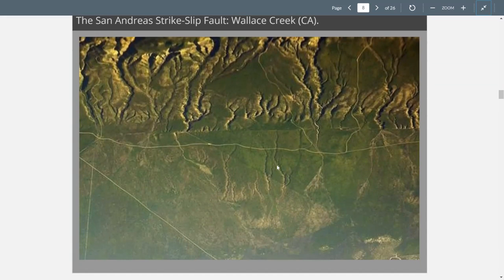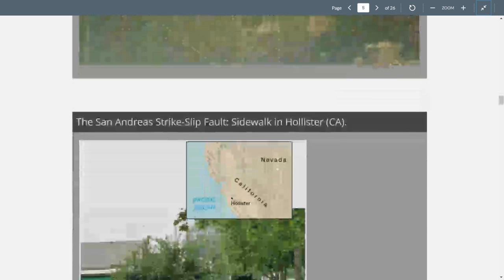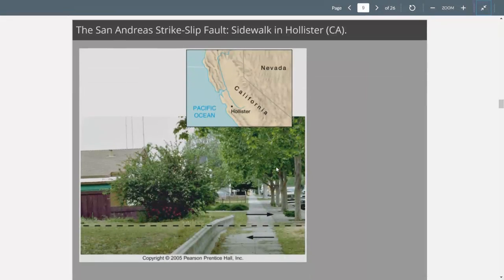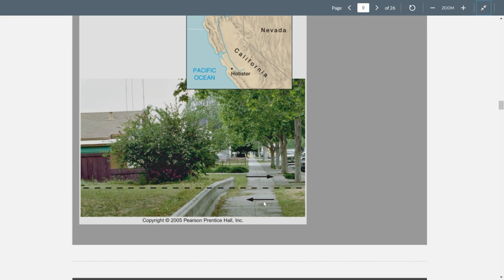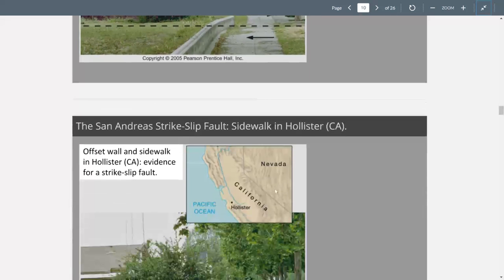Here is another example of the San Andreas Fault as well. It's pretty obvious when you see it from certain vantage points, isn't it? Here's an example in an urban environment of what happened in Hollister, California, because of the San Andreas strike slip or transform fault, where you had a piece of sidewalk that's displaced from another piece of sidewalk.